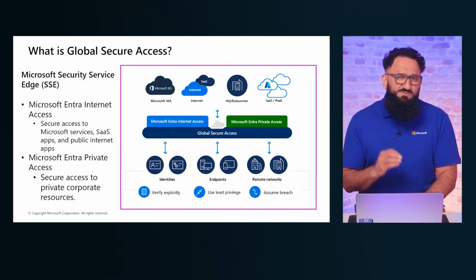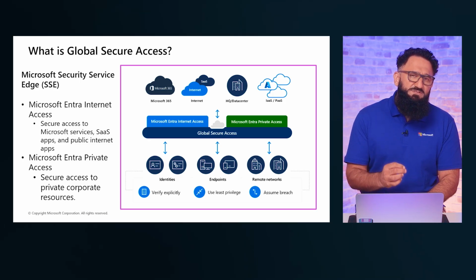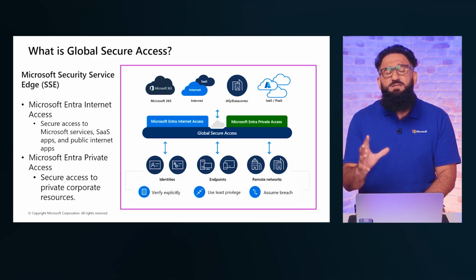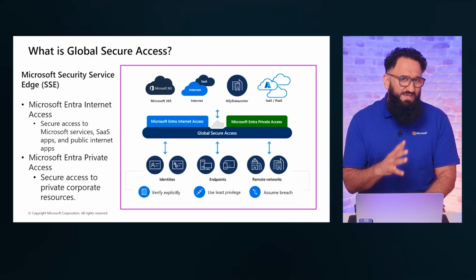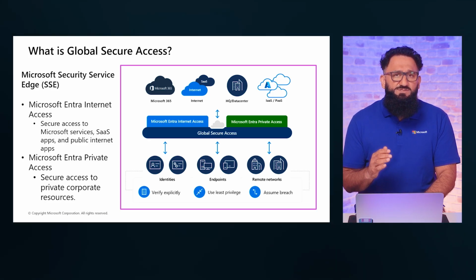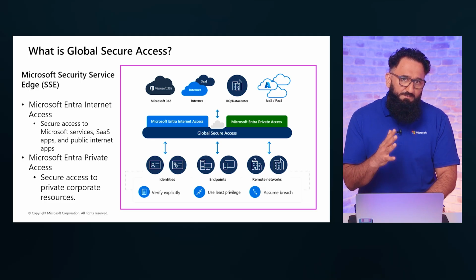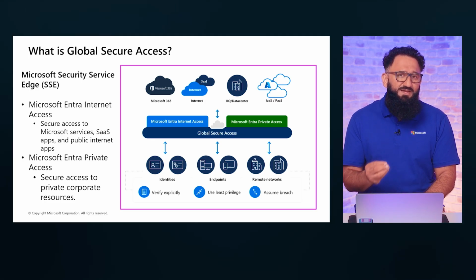Global Secure Access is Microsoft's Security Service Edge, SSE, solution, built on Zero Trust principles. It combines network, identity, and endpoint access control to provide secure connectivity to any app or resource from anywhere. It consists of two main components: Microsoft Entra Internet Access and Microsoft Entra Private Access.